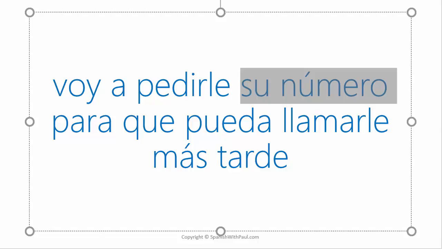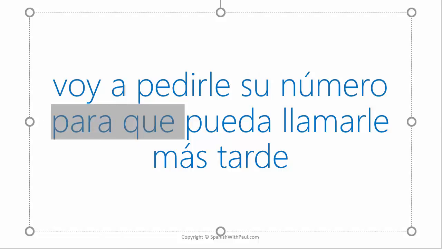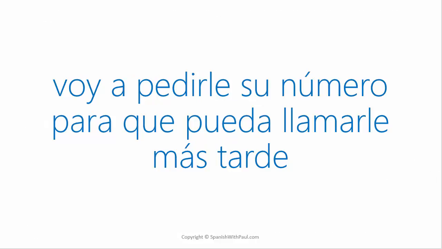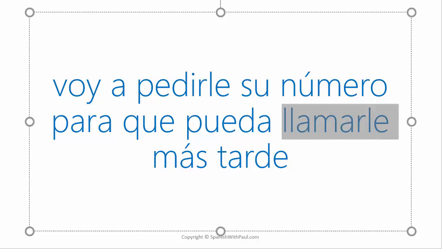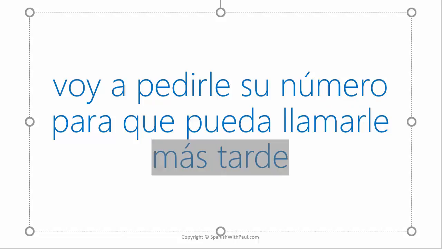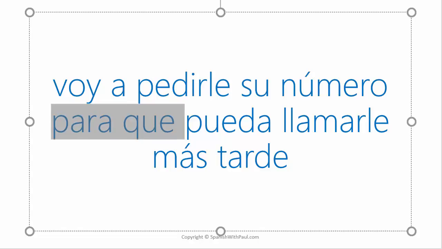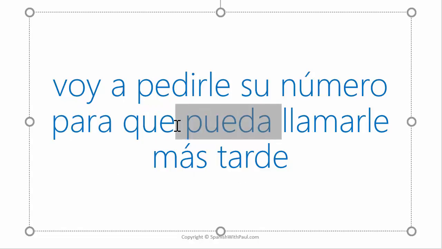Now we have in order that, para que. This is our trigger, and why it goes into pueda instead of puede. Para que pueda llamarle, so that I might be able to call him or to call to him later. This is quite an advanced sentence, but hopefully you get the idea of seeing how para que, this piece of glue, in order that, triggers the subjunctive. Let's look at some more examples.